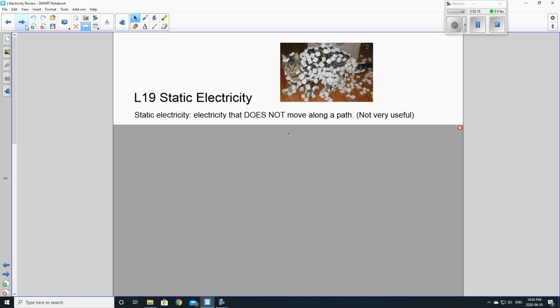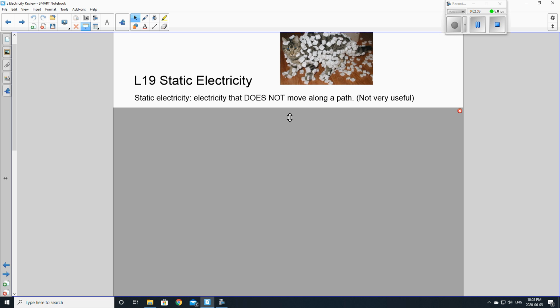So the first topic in electricity that we talked about was static electricity, okay? And just a reminder that static electricity is electricity that does not move along a path, okay? So this is what makes things stick together when two items are rubbed together. To be honest, this type of electricity is not very useful. It just makes things stick together mostly, okay?